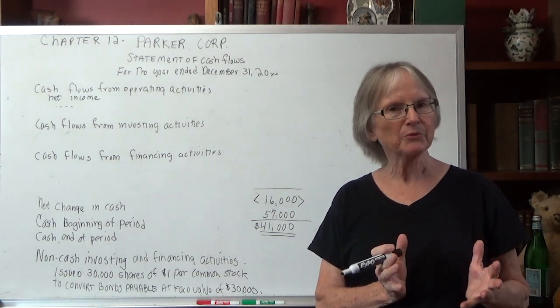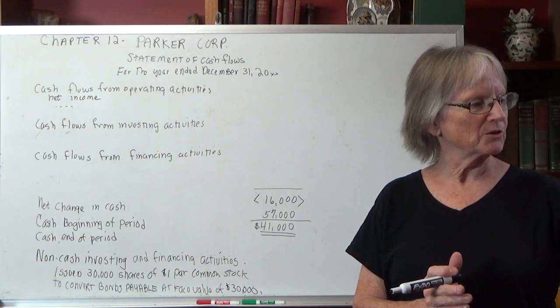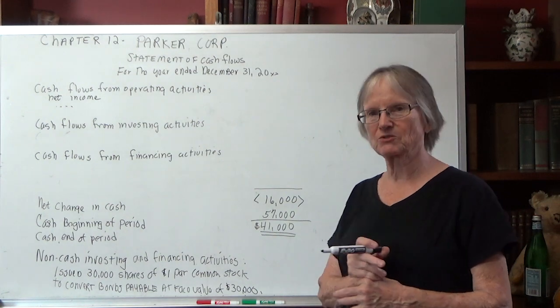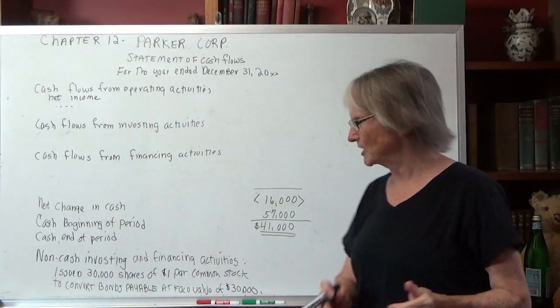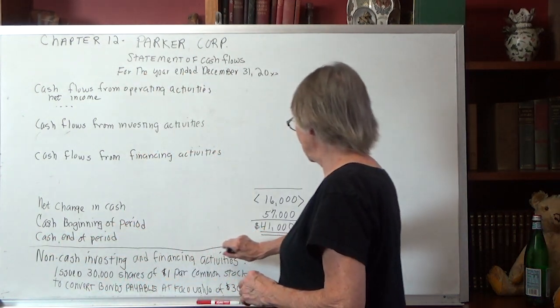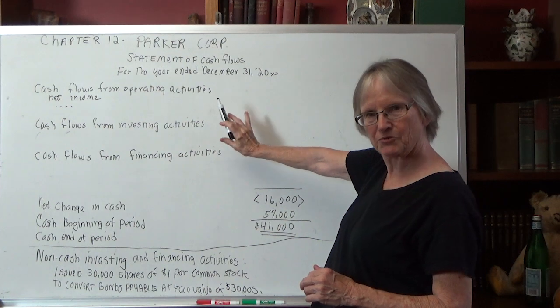And if you look at the worksheet, you can see that we had a debit to the bonds payable of $30,000 and a credit to common stock of $30,000. So that's where we get the information for this little note here that goes at the bottom of your statement of cash flows after you've done everything else that involves cash.